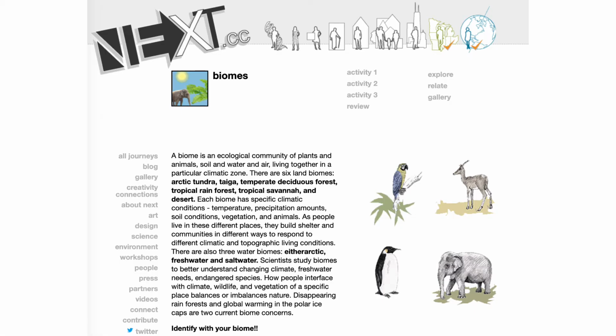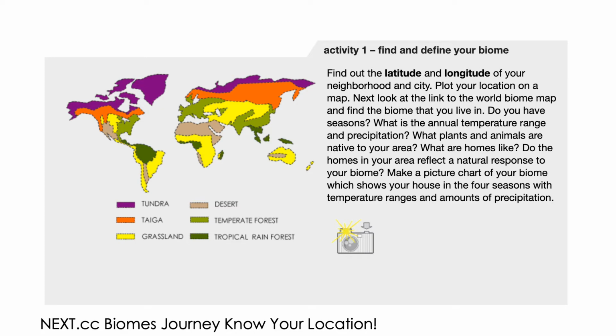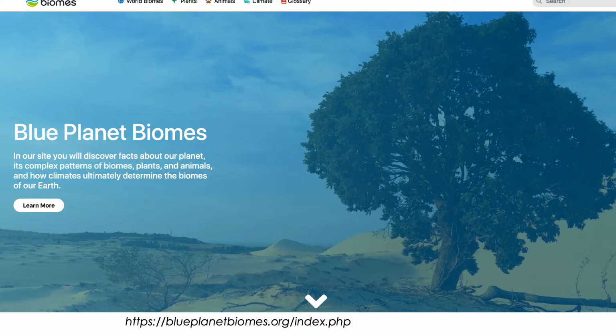So Next has a biome journey. You can find and define your biome. You can get support from Blue Planet Biomes, and they can help suggest what lives there and open your eyes to what to look for when you go outside.